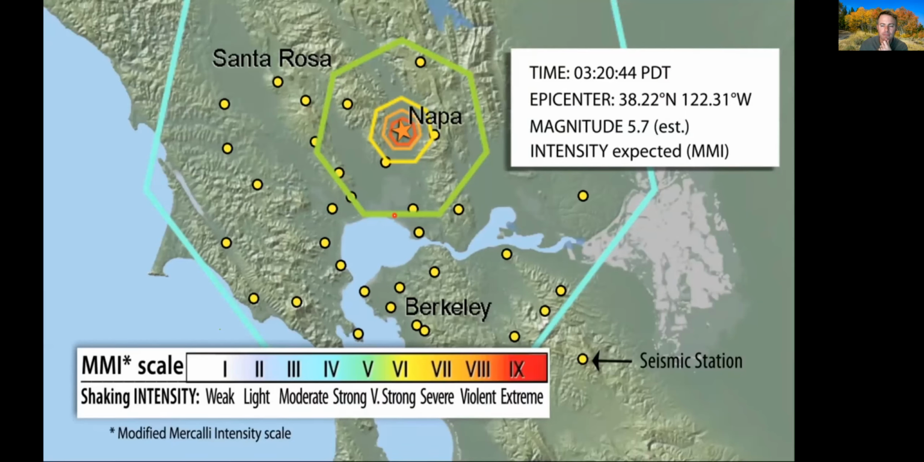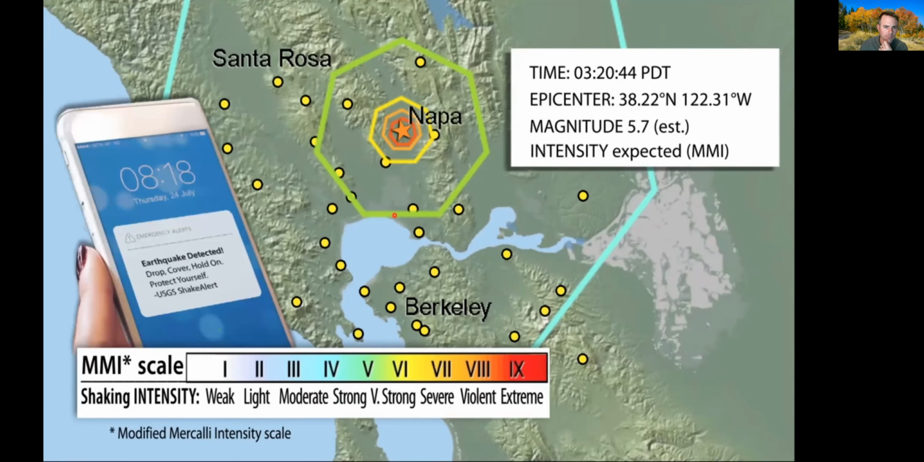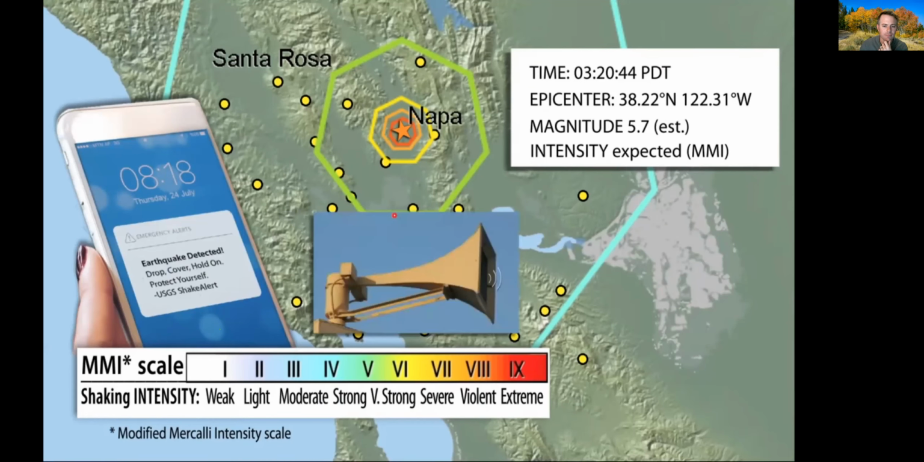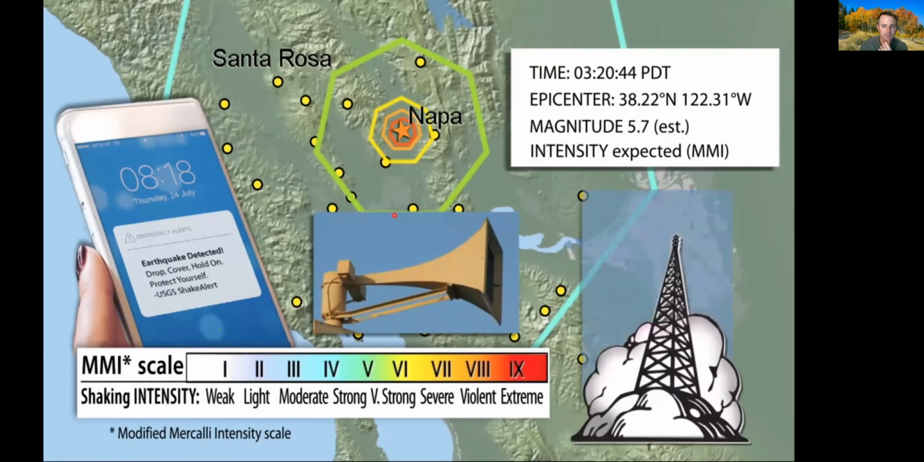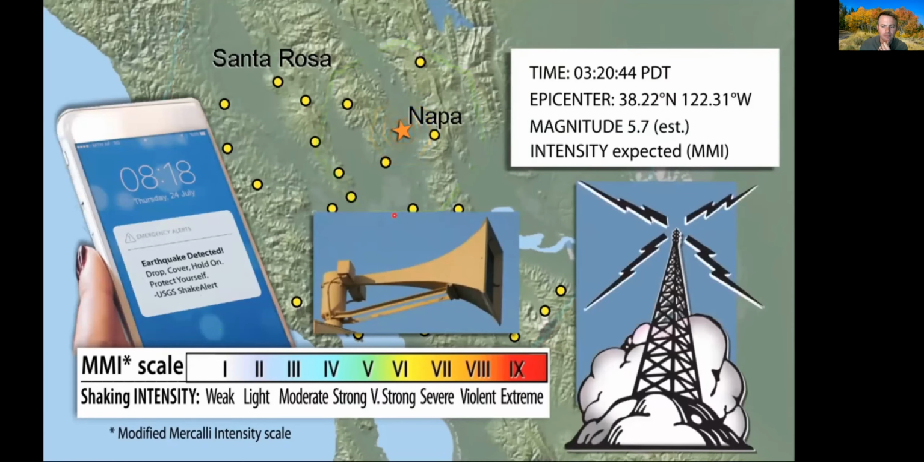Alert delivery can be before, during, or after shaking from S waves and surface waves. Alerts can be delivered to people through apps designed for cell phones and other wireless devices, over public address systems, TVs and radios, and by FEMA's Wireless Emergency Alert System, WEA, which is also the source of Amber Alerts.